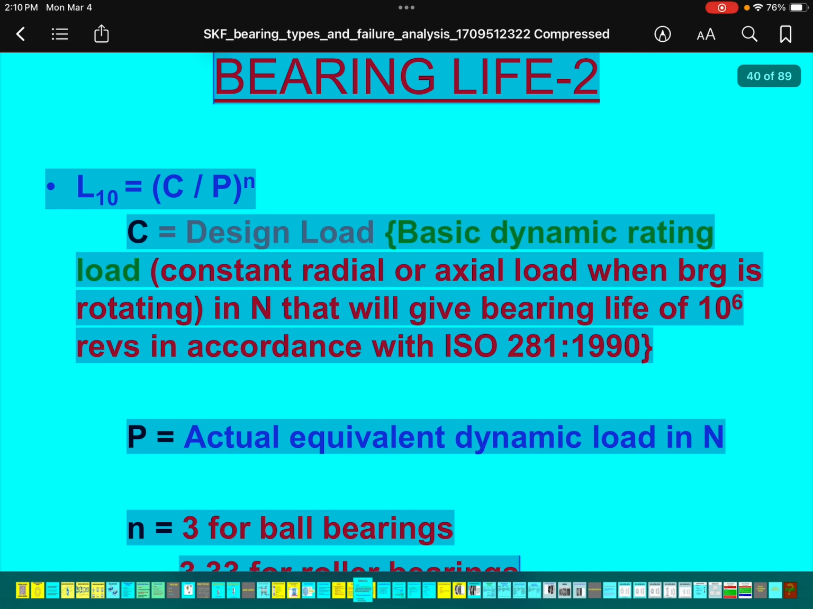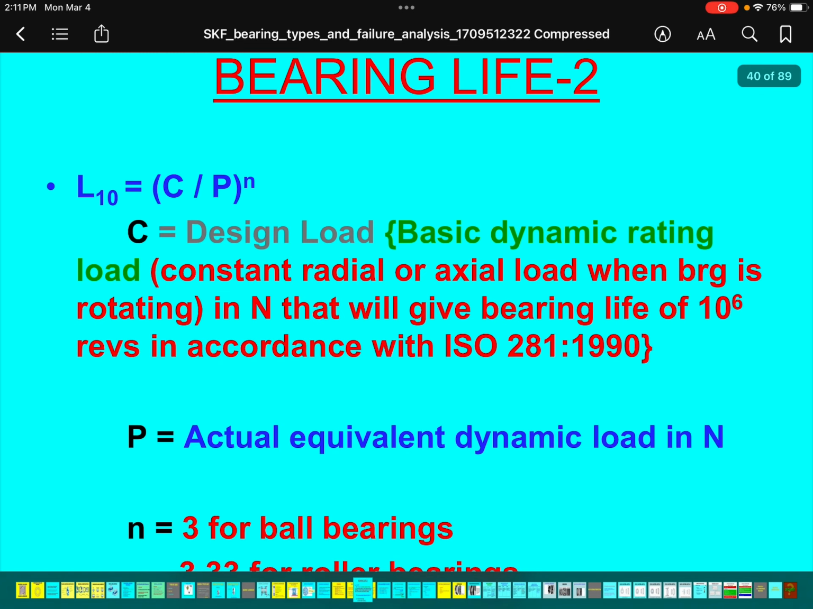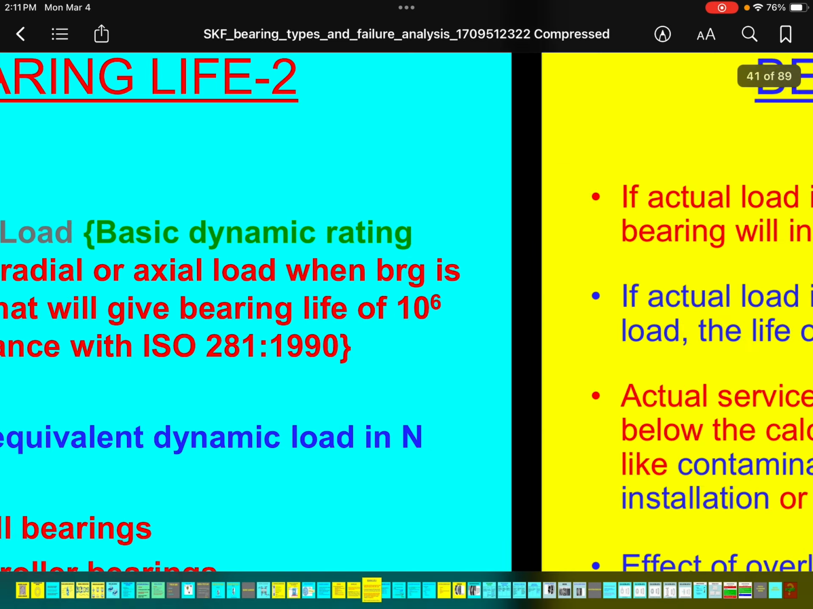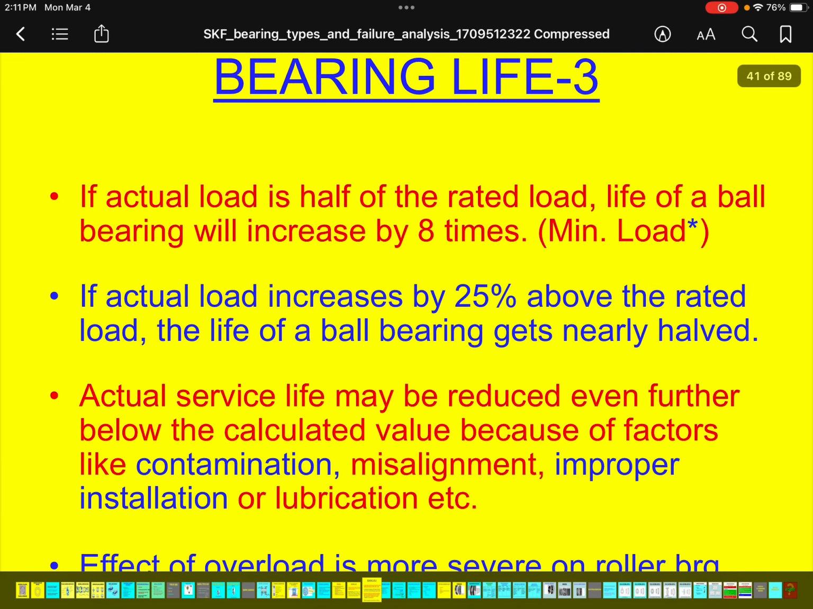Bearing life 2. L10 equals (C/P)^n, where C equals design load, the basic dynamic rating load, the constant radial or axial load when the bearing is rotating, in N, that will give a bearing life of 10^6 revs in accordance with ISO 281, 1990. P equals actual equivalent dynamic load in N. n equals 3 for ball bearings, 3.33 for roller bearings.